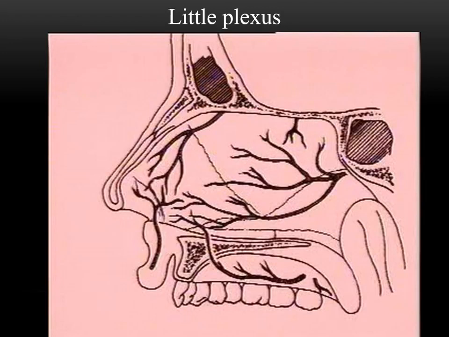So what is the Little's plexus? The Little's plexus is an area which has a collection of multiple arteries supplying the nose in one point with great blood supply, which is liable to epistaxis. You can see it at the anterior part of the nasal septum.